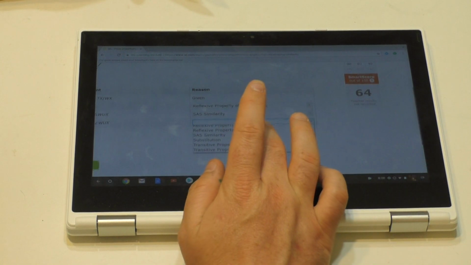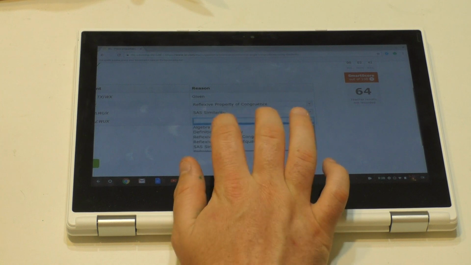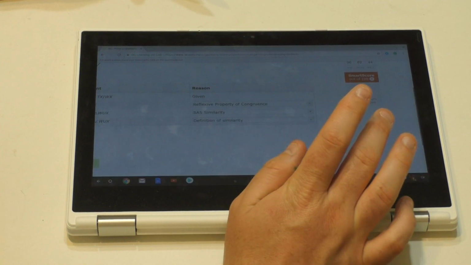Let's see. Let's do definition of similarity. There you go. Just press enter.